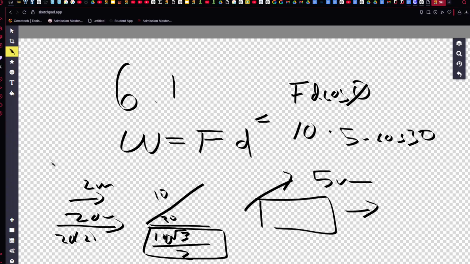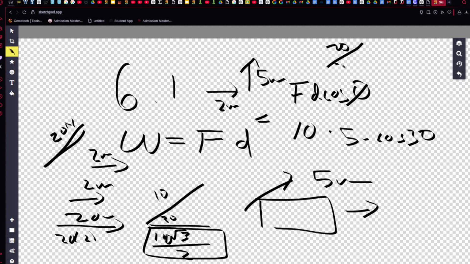You cannot calculate it that way if it's like 20 newtons here and 2 meters this way. You would have to find the overlap, or the x of both, and for y, you also do the same thing. Let's say that a piece is moved 2 meters to the right and 5 meters up, and you have a 20 newton force at 30 degrees. Then you would have to break this into its components, which is 20 cosine 30 and 20 sine 30, and you do the individual ones together.